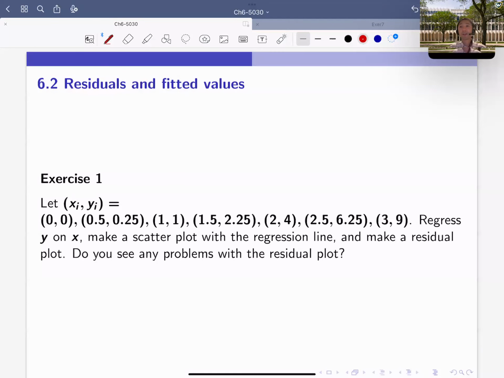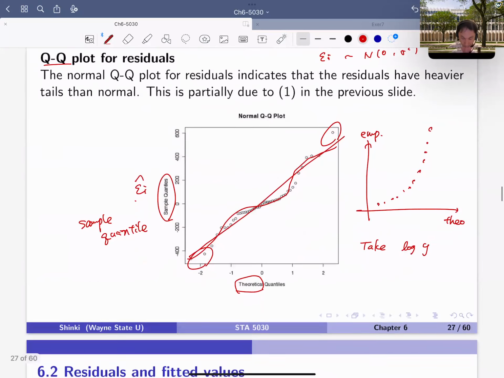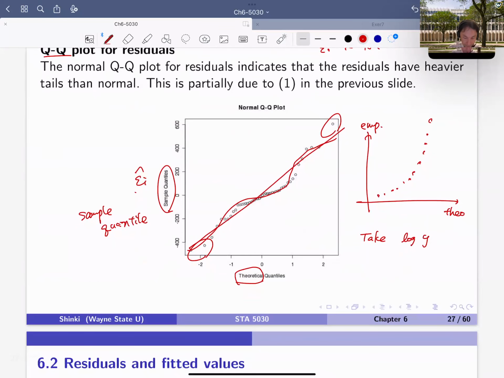Okay, so now that we do some exercise, sorry, we only have a few minutes. I got the question, one more question. What's written on the y-axis on the last slide? Oh, here, the sample quantile. So this is QQ plot. So sample quantile. And the x-axis is theoretical quantile.